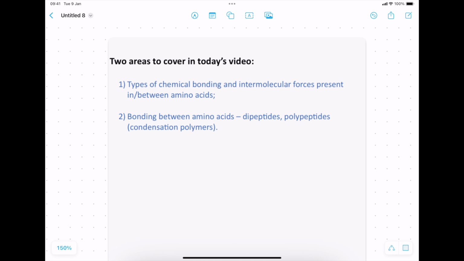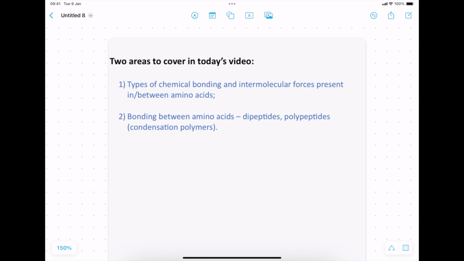In today's lesson, we will look at the type of chemical bonding present in amino acids, then the intermolecular forces that are likely to exist between amino acids and other molecules, and then the actual bonding that takes place between the amino acids themselves. So the amide bond, also known as the peptide bond when studying biology particularly.